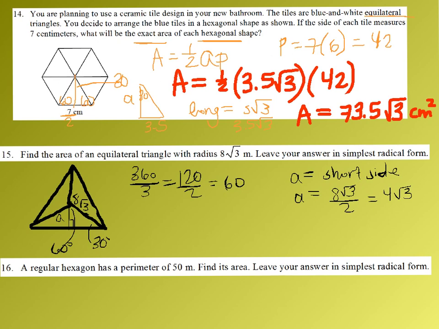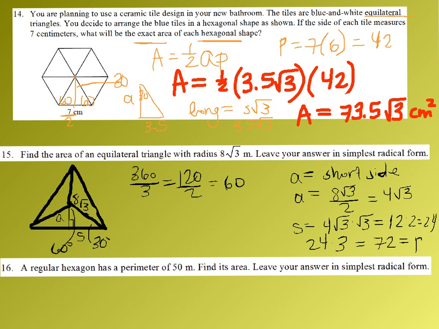Then I know my long side, I'll call this S, is my short side times the square root of 3. So my short side's 4 square roots of 3, times square root of 3. So it's really 4 times 3, which is 12. Well, that's just half of my whole side, because that's what this is right here. I need the whole side. So the whole side, if I times that by 2, is really 24. And then there's really 3 sides, so 24 times 3 sides, and I get 72.